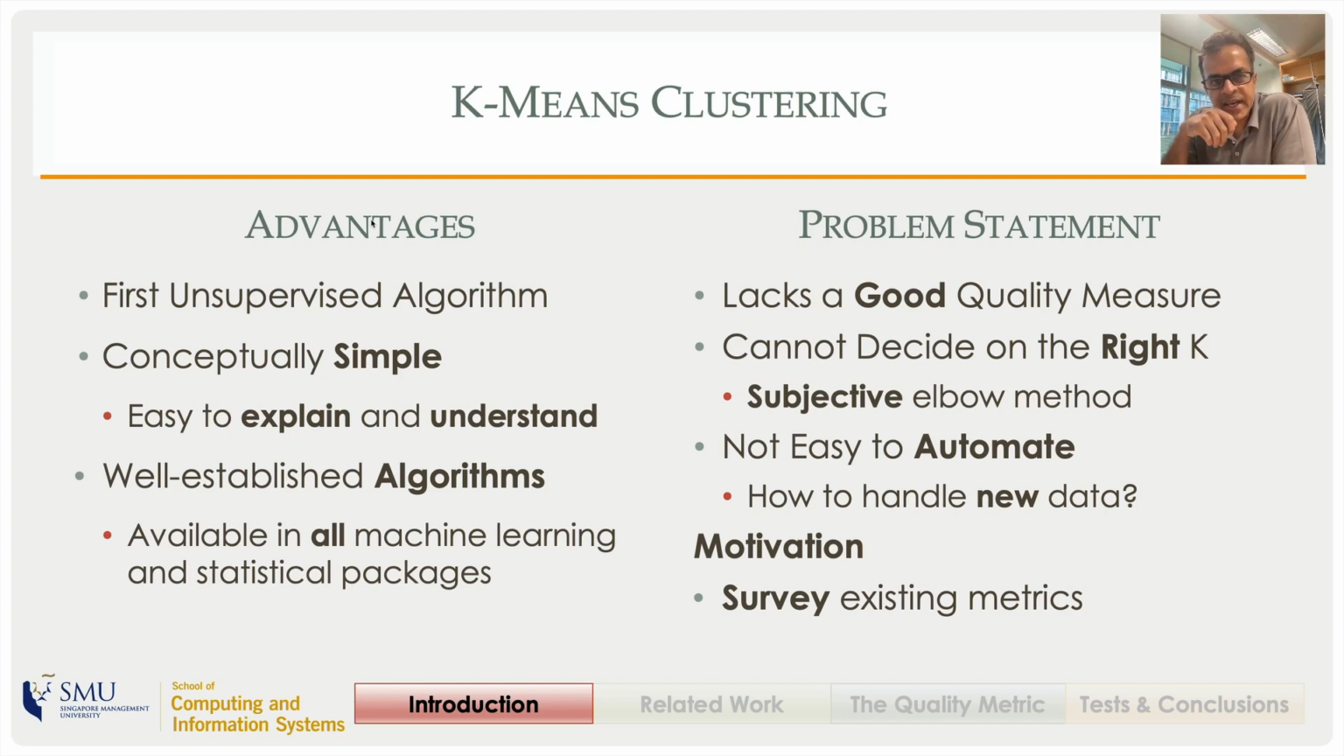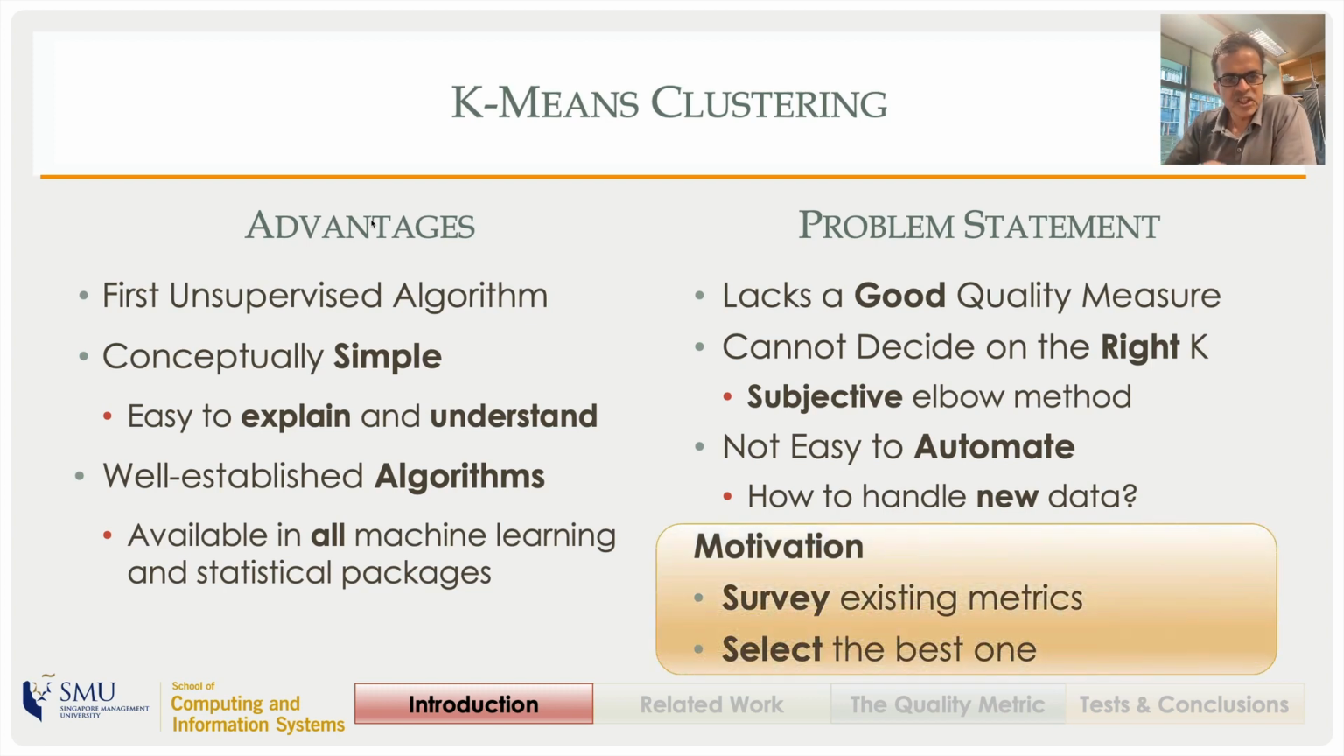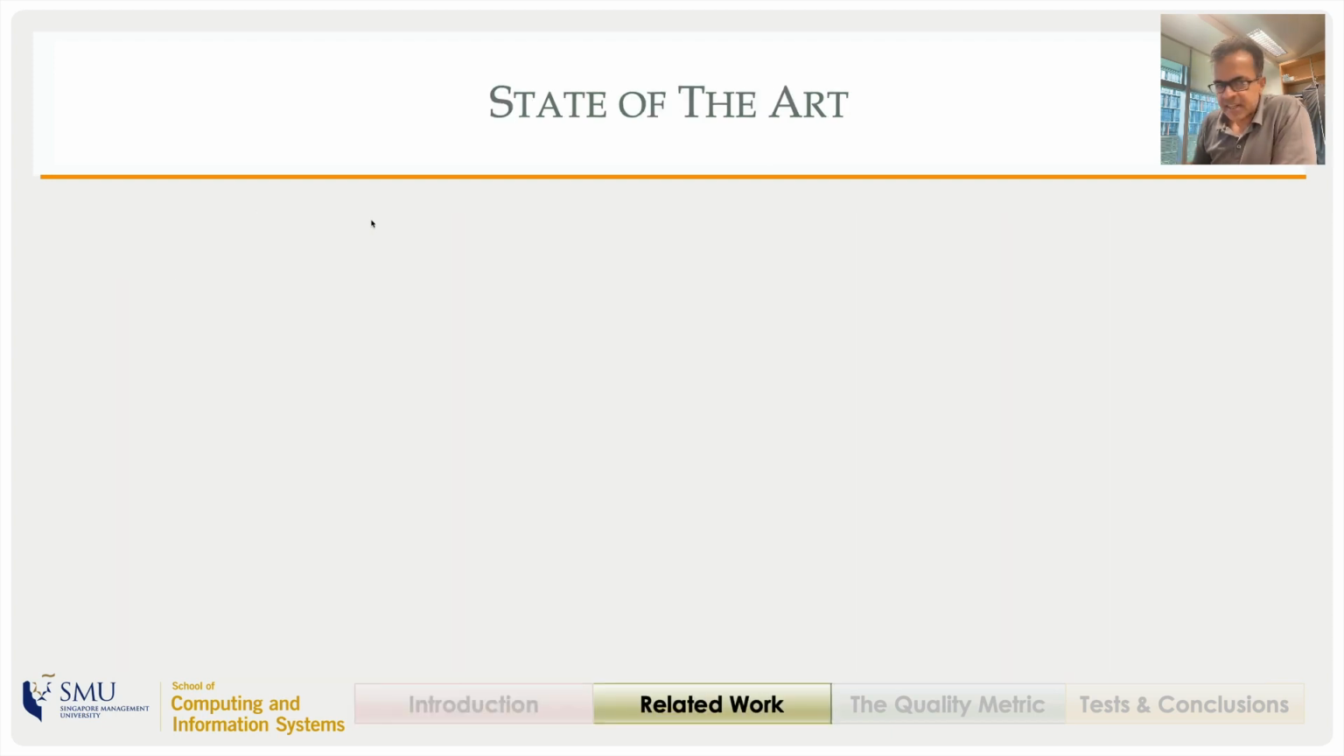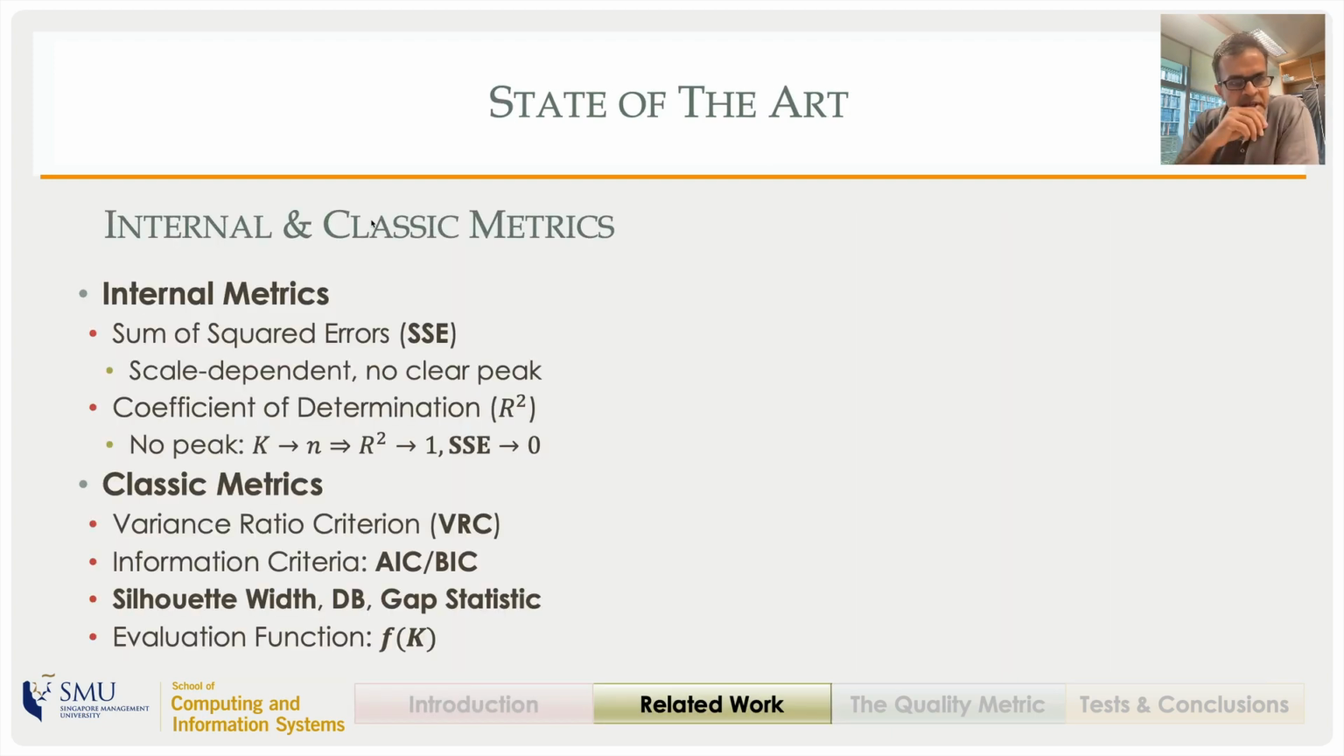What we end up doing and teaching is this subjective elbow method on the sum of square errors, which, being subjective, cannot be automated. So the motivation behind this work is to survey the existing metrics and pick out the one that might be best amenable to automation and also has good pedagogical properties. Looking at the state of the art, there are internal metrics like sum of square errors that come out of K-means clustering. But as you know, sum of square errors is scale dependent.